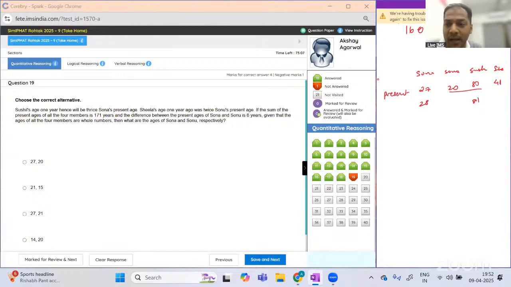120. This is not adding up to 171. And the difference between the present ages of Sona and Sonu is 6 years away. So option A cannot be the answer. It has to be option B, option C, option D. Why did I even check option A?